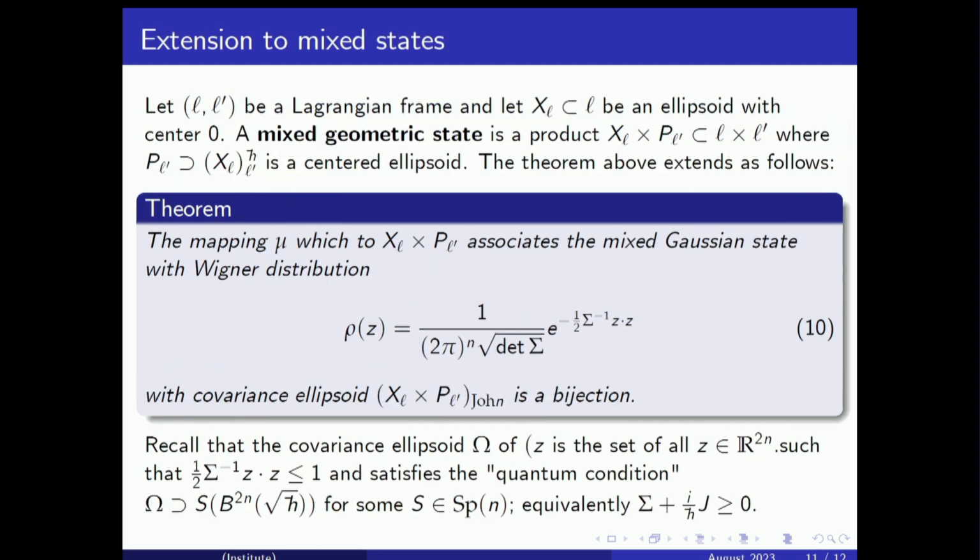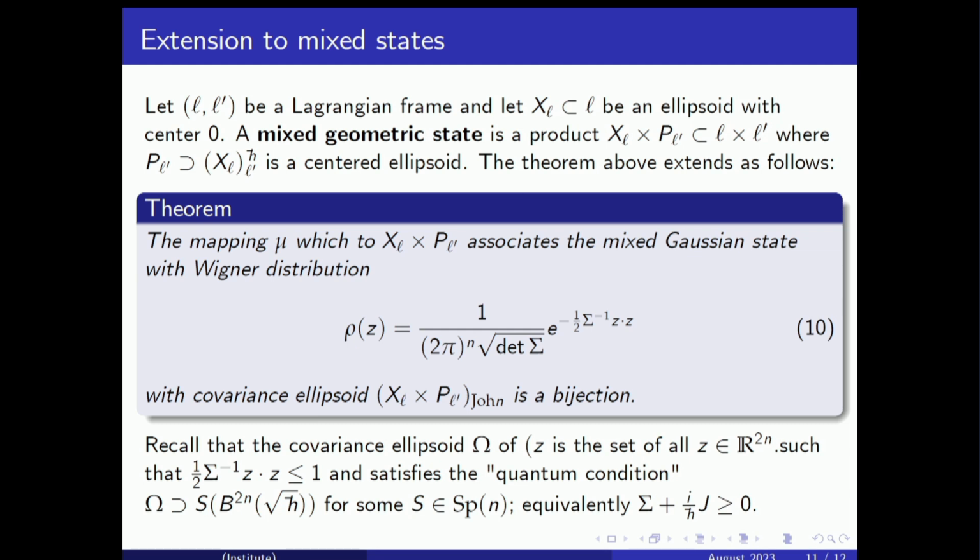Okay, I can define the notion of mixed state here. The geometric states I was talking about were actually pure states. That shows the identification with pure Gaussian states. But you can define a more general notion by taking a Lagrangian frame, X_L in L, an ellipsoid with center 0. A mixed geometric state is the product X_L P_L prime, where P_L is a centered ellipsoid containing the polar dual X_L H_L prime.